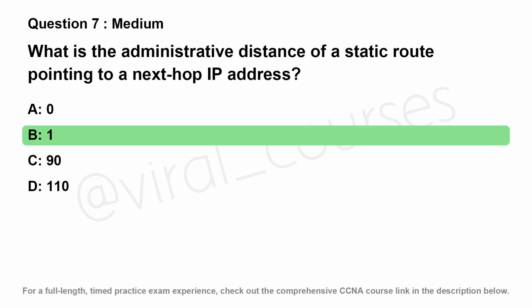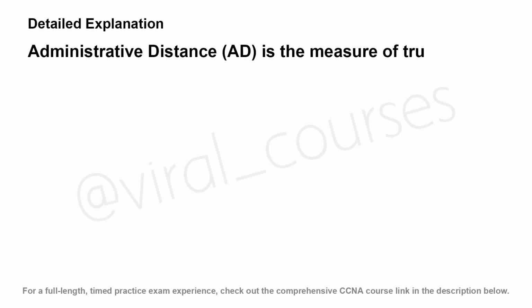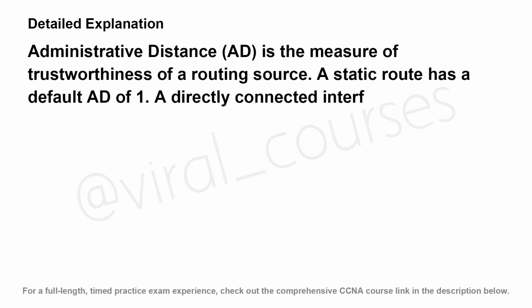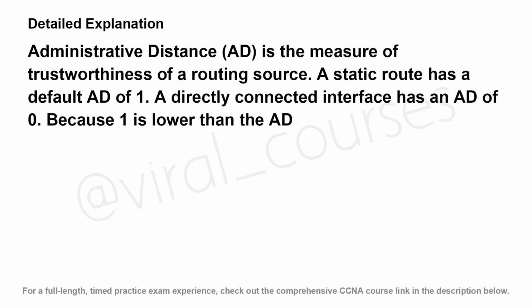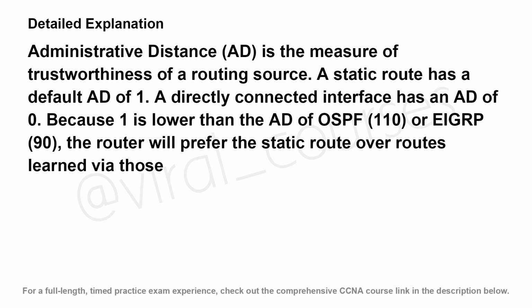The correct answer is B. Administrative distance. AD is the measure of trustworthiness of a routing source. A static route has a default AD of 1. A directly connected interface has an AD of 0. Because 1 is lower than the AD of OSPF, 110, or EIGRP, 90, the router will prefer the static route over routes learned via those dynamic protocols.